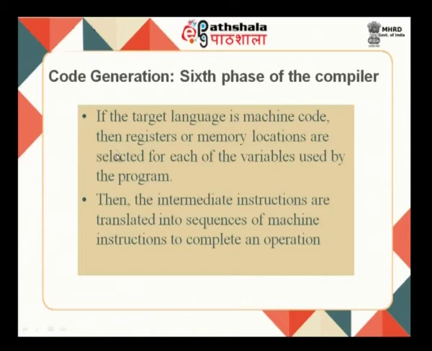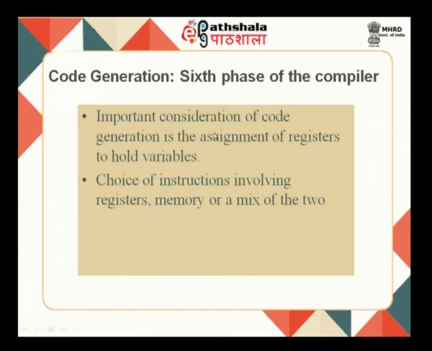And the last phase of the compiler is your code generation phase, where if the target language is machine code, then registers or memory locations are selected for each of the variables used by the program. Then the intermediate instructions are translated into sequences of machine instructions to complete an operation. So, the considerations here are the assignment of registers to hold the variables and the choice of instructions involving registers and memory, or a mix of the two, is also going to be another consideration. So, should I put everything into the registers, or should I basically try to put some in registers and some in memory and then try to do an operation?